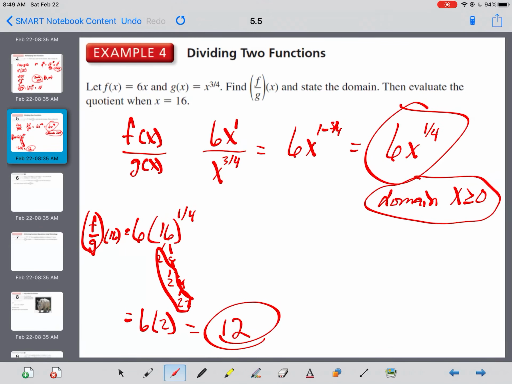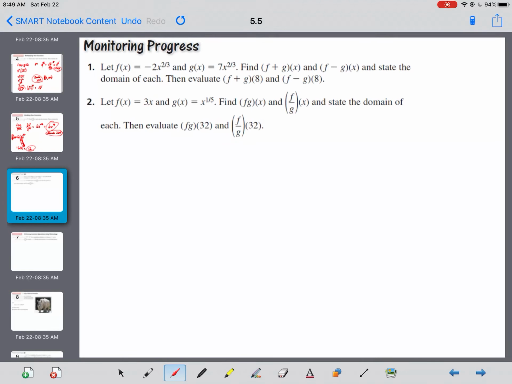That's what we mean by function operations. We're just taking functions and doing operations: adding, subtracting, multiplying, dividing. Okay. Here's a couple of sets. Try these, pause the video, and then come back and see what they are.